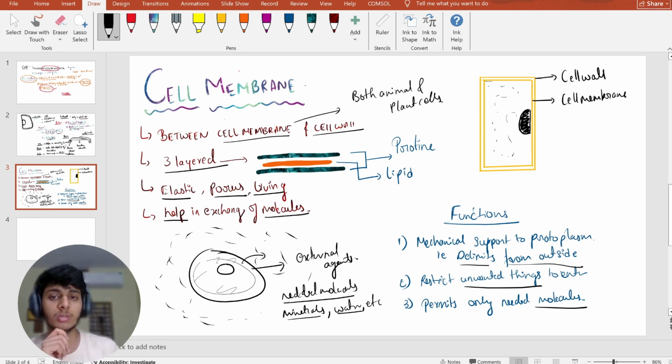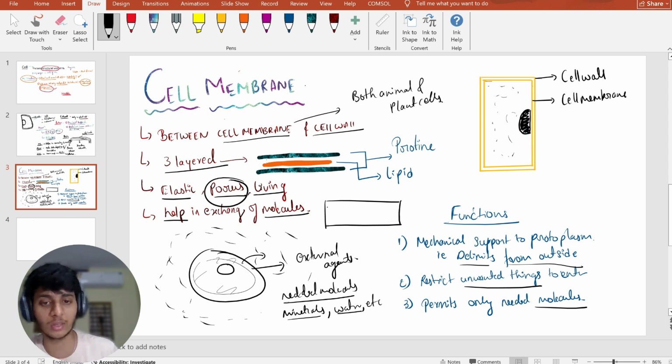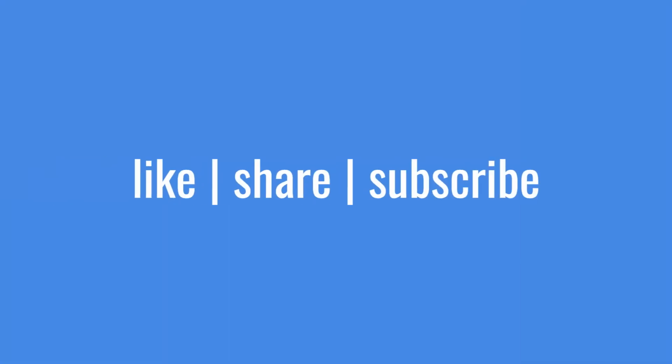So the cell membrane has three functions: mechanical support to protoplasm, it holds the protoplasm in place and delimits the material of protoplasm from going outside. It restricts unwanted things from entering the cell and permits only the needed molecules. How does it permit? We have already seen that it is porous. Porous means if this is a section of the cell wall, it has little pores like this.